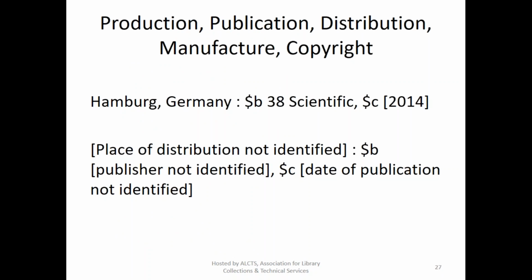Production, publication, distribution, manufacturing, copyright. We've got a lot to look at there, and sometimes there's a lot on the box. So again, you're going to use your cataloger's judgment. You're going to use what you already know from cataloging other items, and you're going to do your best to include the information. Again, you can always default down to the generic fields of place of distribution not identified. You always have that. Your goal is to get a record into your system.